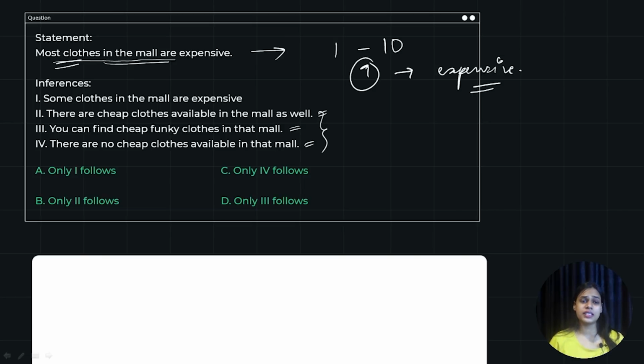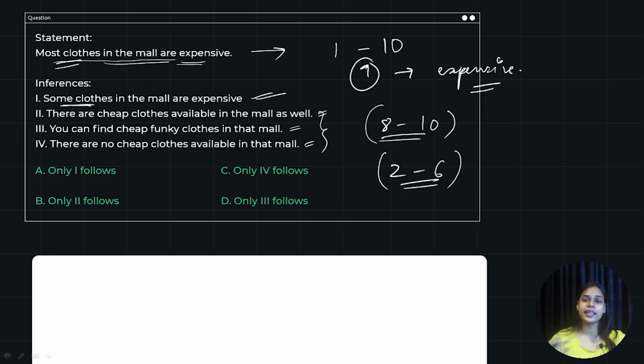Now, what is inference? Inference is a conclusion, right? It's an evident conclusion. You cannot assume or you cannot argue, but you have to be true to it. So if it has not mentioned anything about being cheap or having cheap clothes, we're not going to talk about it. So we can say that some clothes in the mall are expensive, because if it's in the 1 to 10 range and 9 of them are expensive and it says some clothes, that means it can say that 8 to 10, or it can say in the range of 2 to 6 are expensive, right? So we can say that some clothes are expensive.